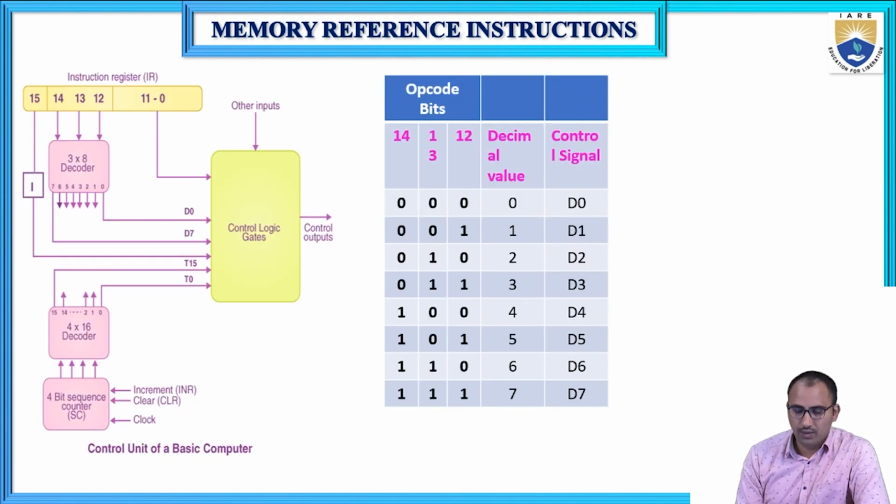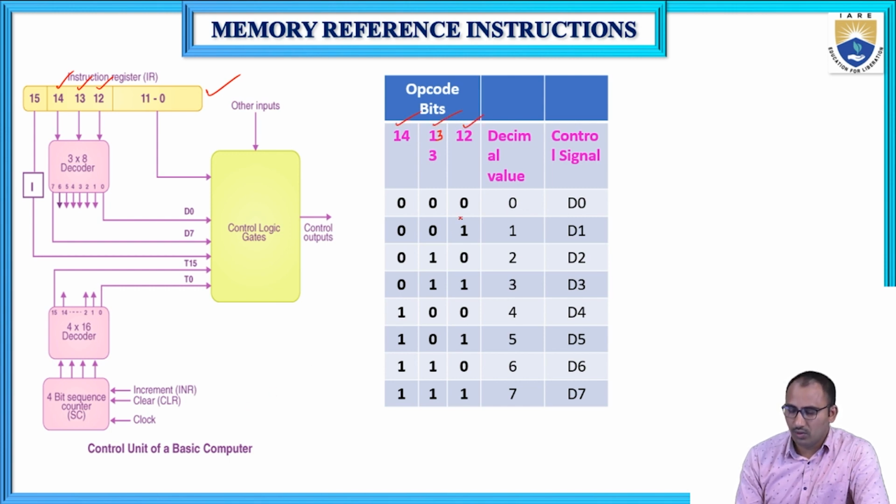See here, this is an instruction register. These are the 12th, 13th, and 14th bits, the 3 opcode bits. By decoding these 3 opcode bits, we can decide whether it is a memory reference instruction, register reference instruction, or IO instruction. Let us see how we can decode here.